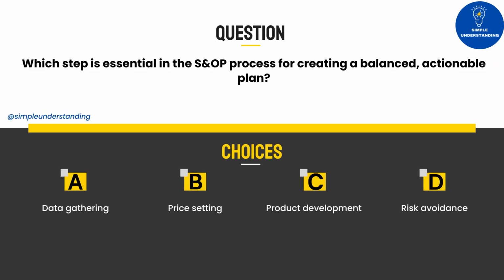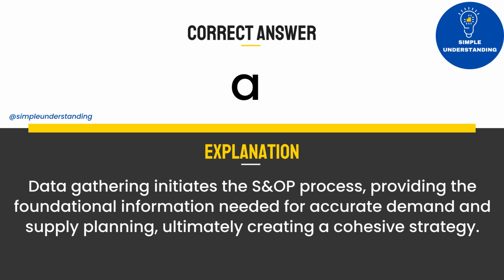2. Which step is essential in the S&OP process for creating a balanced, actionable plan? A. Data gathering. B. Price setting. C. Product development. D. Risk avoidance. Answer: A. Explanation: Data gathering initiates the S&OP process, providing the foundational information needed for accurate demand and supply planning, ultimately creating a cohesive strategy.